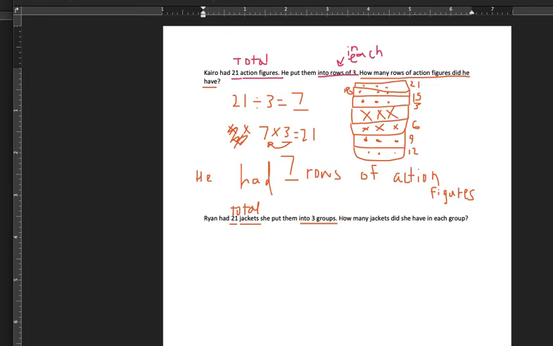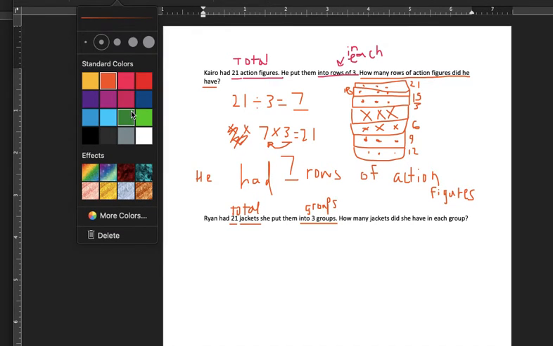So I already know my groups. And this is how many groups I'm going to have. Into 3 groups. Read carefully what the story is telling you. Into 3 groups. Change the color. And here we go.